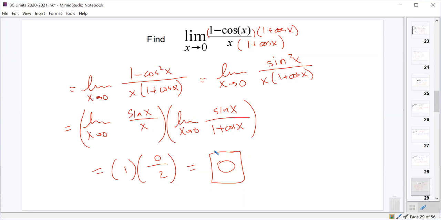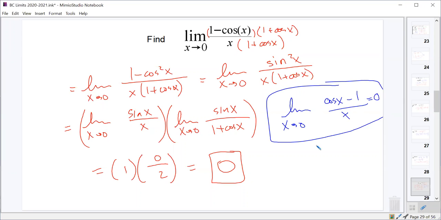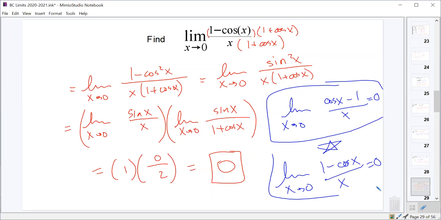Yes. All right. And on a separate note here, we will also want to know that the limit as x approaches 0 of cosine x minus 1 over x is also equal to 0. So of the ones we should memorize, this is one, right? That the limit as x approaches 0 of 1 minus cosine x over x is 0, and also cosine x minus 1 over x is 0. Good or no? Good?